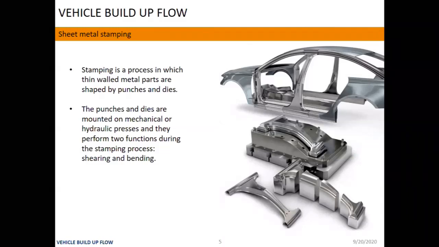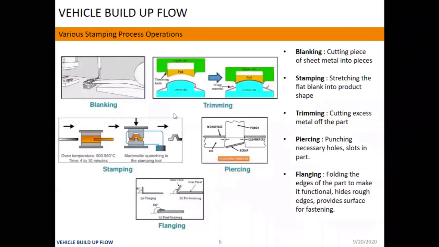So the next step is what the different stamping processes are. Various stamping process operations are there. First of all, what you will do is shear the material. Shearing means blanking. Now, how will it be done?